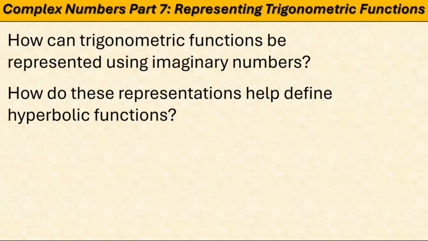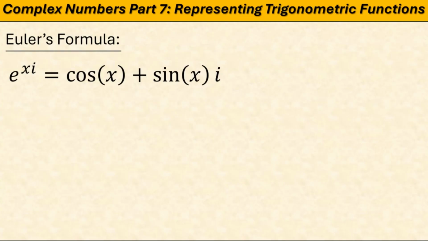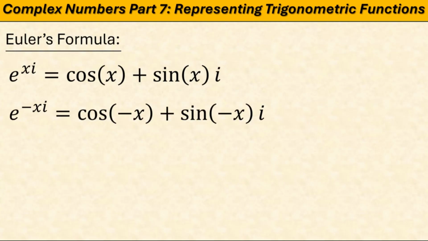In this video, I'll answer the questions: how can trigonometric functions be represented using imaginary numbers, and how do these representations help define hyperbolic functions? Euler's formula, as discussed in part 4, states that e to the xi equals cosine x plus sine xi. What I'll do now is try and raise e to the negative xi instead. You'll see why soon, don't worry.